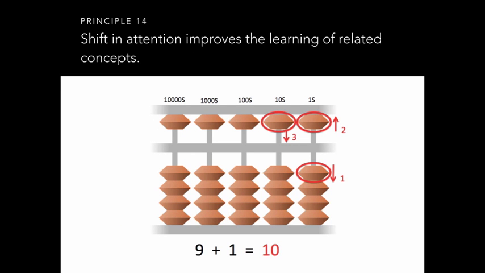The second principle is number 14 in Hanafin's framework. Shifting attention improves the learning of a related concept. Learners encounter lots of information, but not all information is important for them. This principle suggests that designers clarify the most important items for learners to differentiate them from other information. For example, we can use highlighting, different colors, fonts, or arrows to do this.